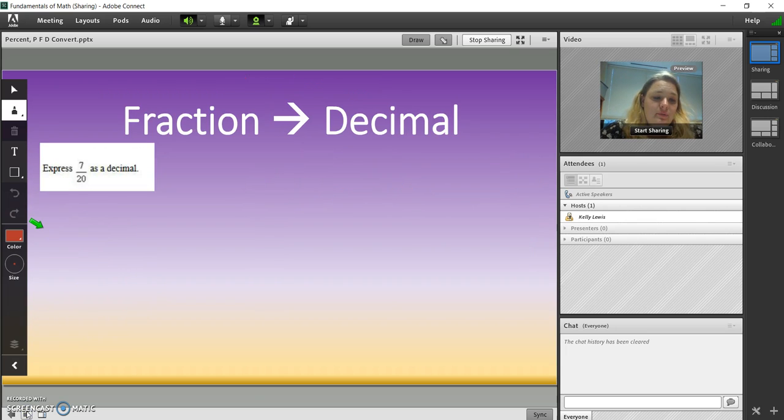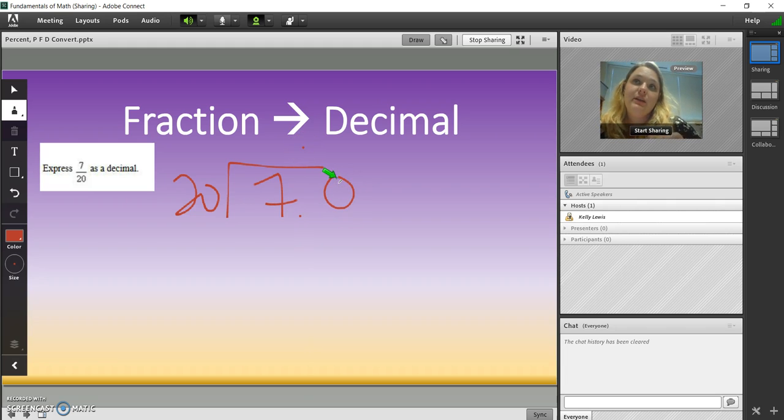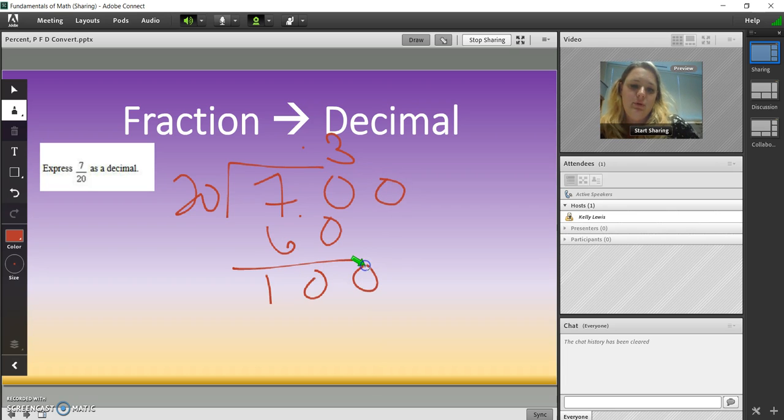Fraction to a decimal. So we're just going to divide it. 7 over 20. Put your decimal up. So 20 doesn't go into 7, but 20 will go into 70 3 times. So that's 60. 20 can't go into 10. Bring it down. 20 does go into 100 5 times. And they just want a decimal, so it's 0.35.